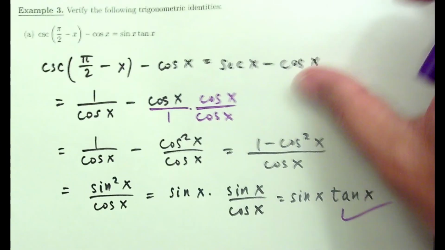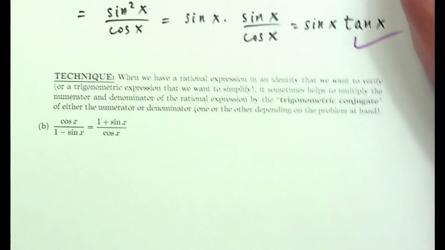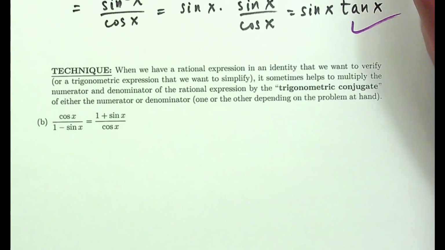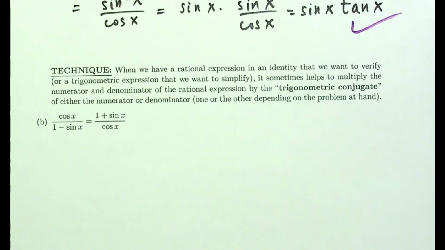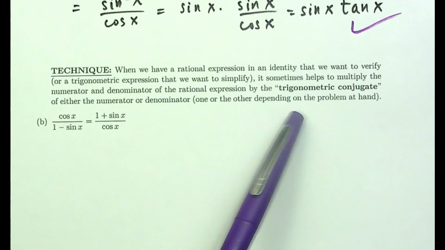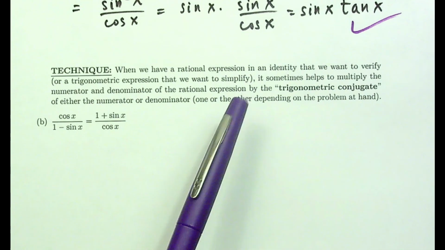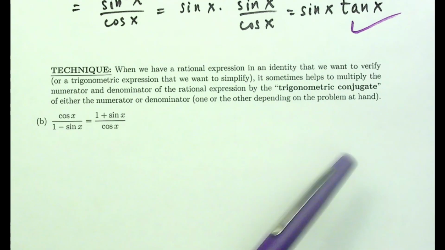All right, and here's the last example. This one is a technique of multiplying by the trigonometric conjugate. This is what you do when you deal with complex numbers, which you learn in college algebra, and when rationalizing denominators, you multiply by the conjugate. So here, there's a technique for simplifying trig expressions that works similarly.